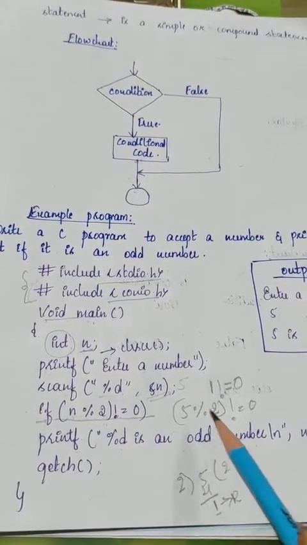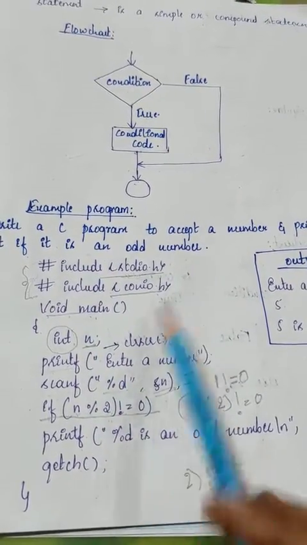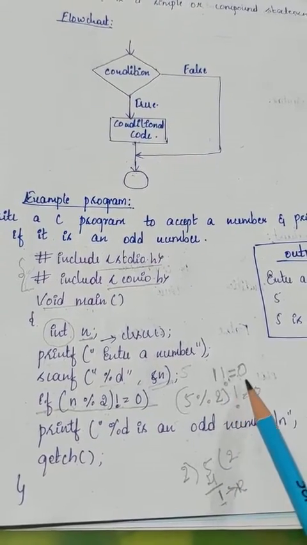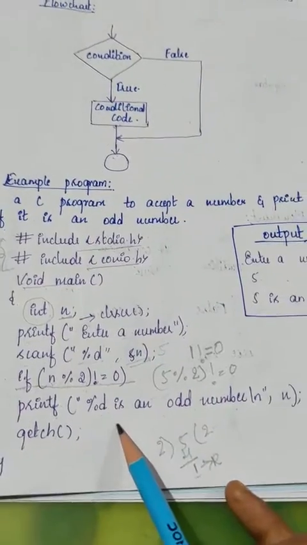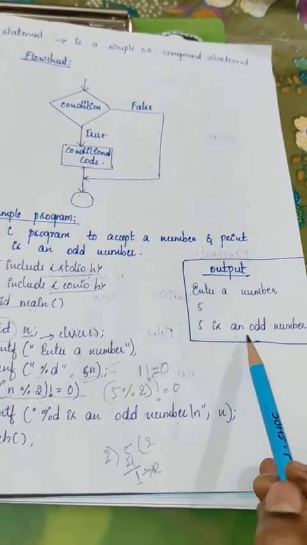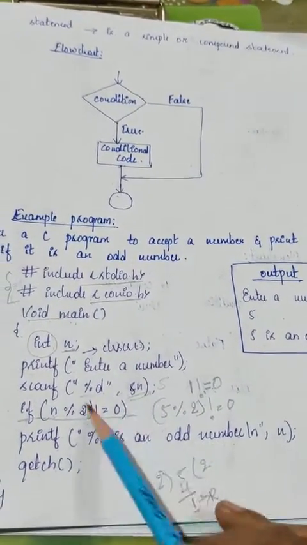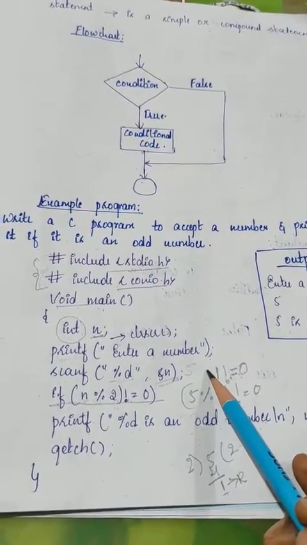According to the program, we want to predict an odd number, right? So we are writing this condition. According to us, we got 1. 1 is not equal to 0. It is true. So it is printing "%d is an odd number." So I have written that 5 is an odd number. Okay, this is about the simple if statement example program.